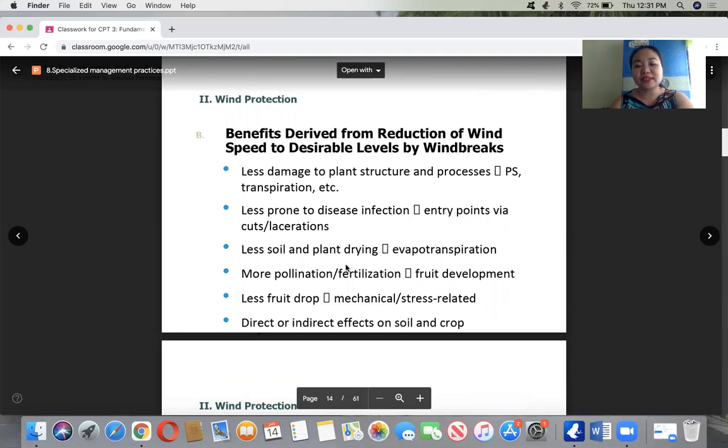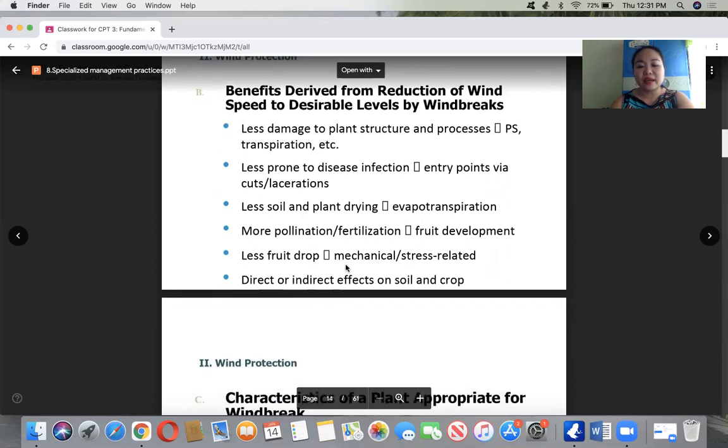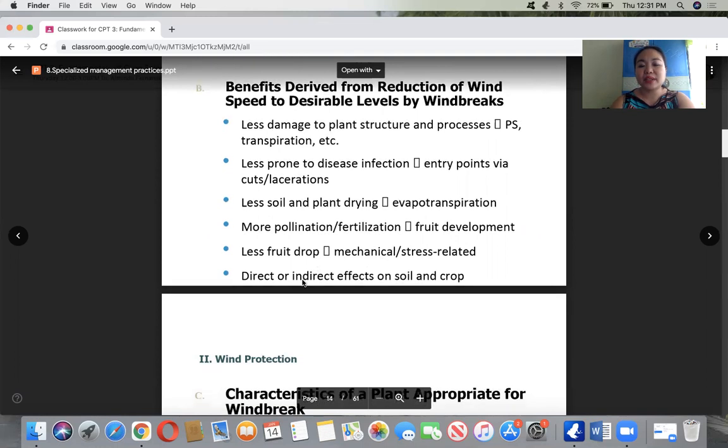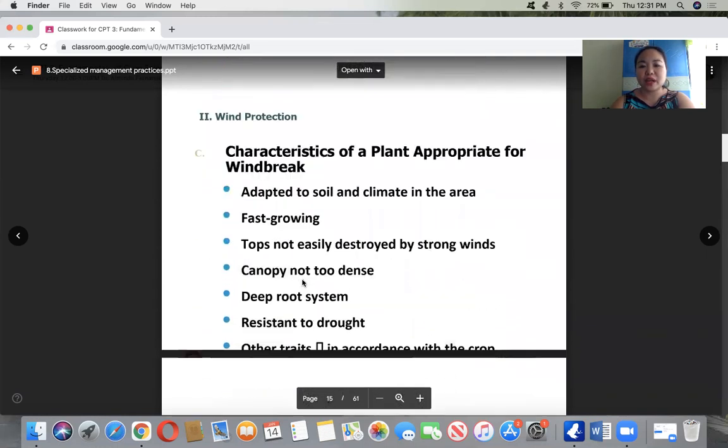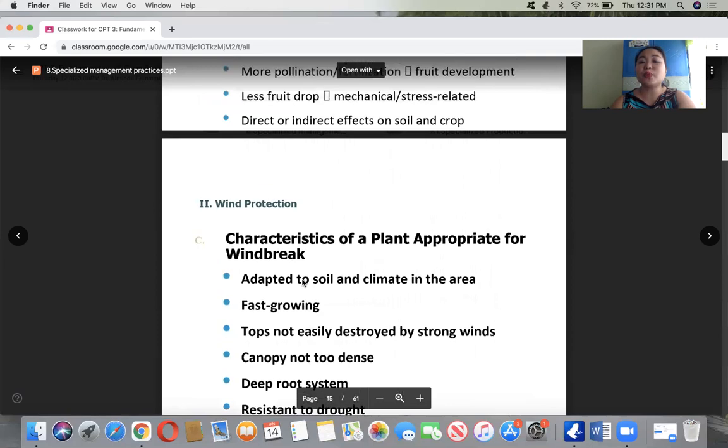And it shows less soil and plant drying, evapotranspiration, more pollination, fertilization and fruit development, less fruit drop, mechanical or stress-related, and direct or indirect effects on soil and crop. So because even the wind can also alter the soil.